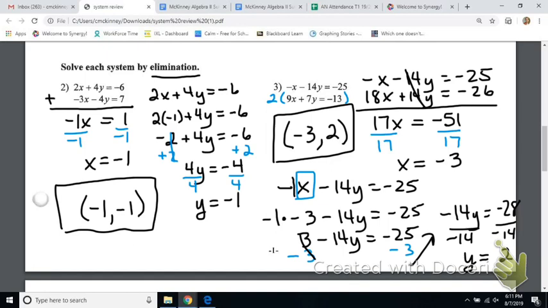So 9 times negative 3 would make negative 27. And 7 times 2 makes 14. And if I put those together, it does equal negative 13. So it does check.